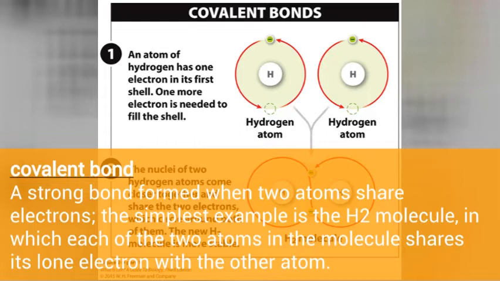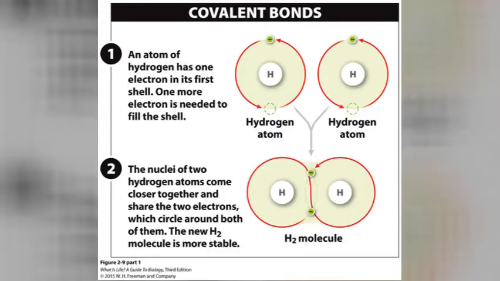The simplest example of a covalent bond is the bonding between 2 hydrogen atoms to form a hydrogen molecule. This is represented as H2, H with a subscript 2. And this really is the simplest of all molecules. The hydrogen atom has an atomic number of 1, which means, as you know, it has a single proton in its nucleus and a single electron circling around the nucleus in that first energy shell.